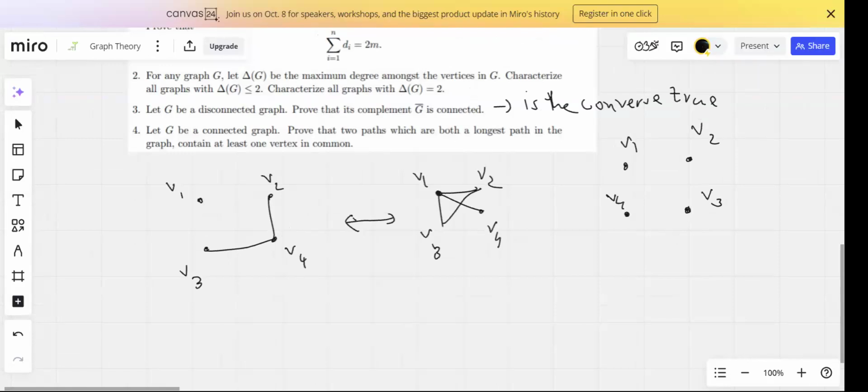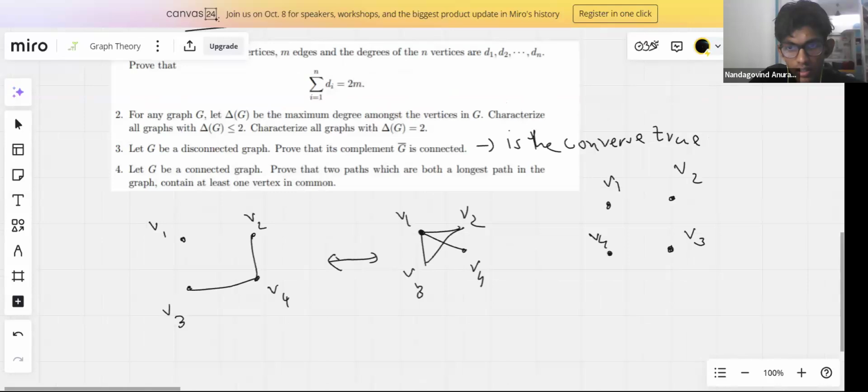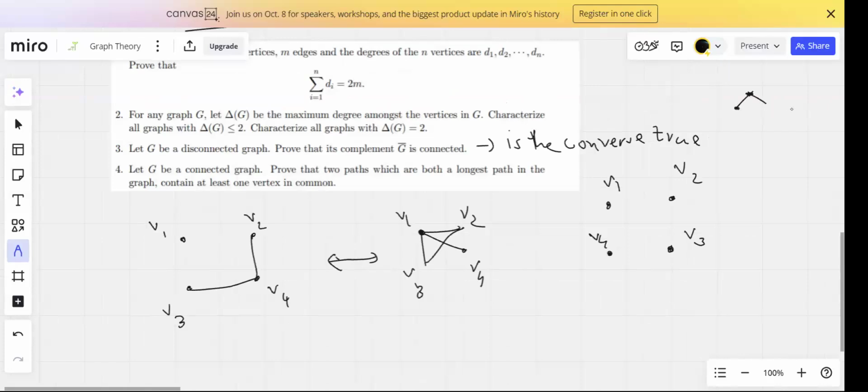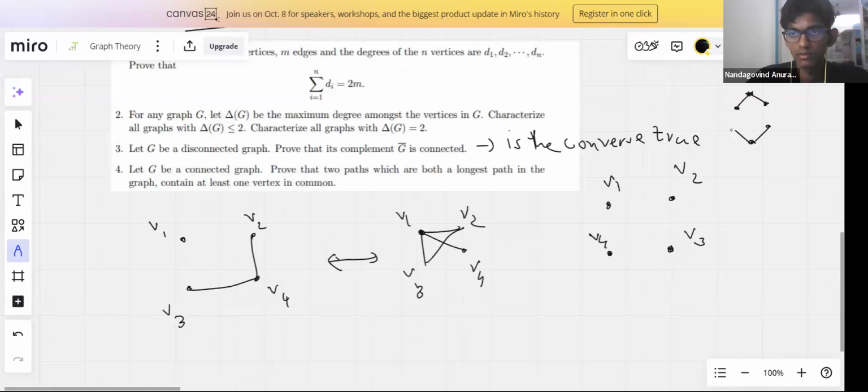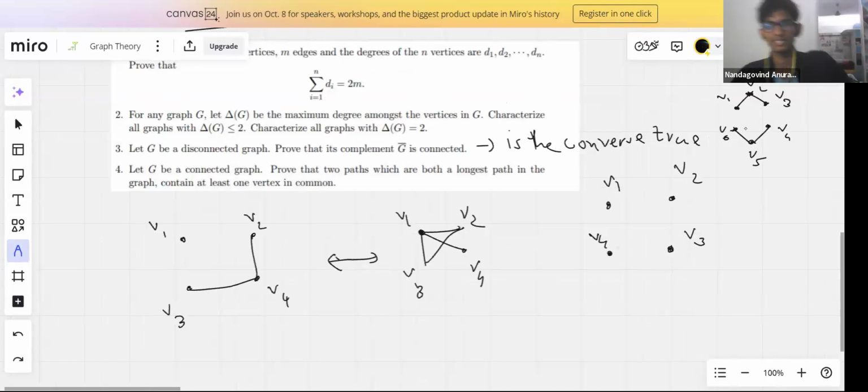For del G, the maximum possible degree of the graph equals 2, does that necessarily imply it's a cycle? Or at least it's connected? P1, P2, P3, P4, P6. Does this have a cycle? No, it's not even connected. It has maximum degree two.